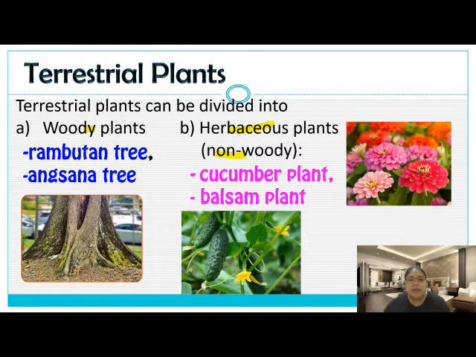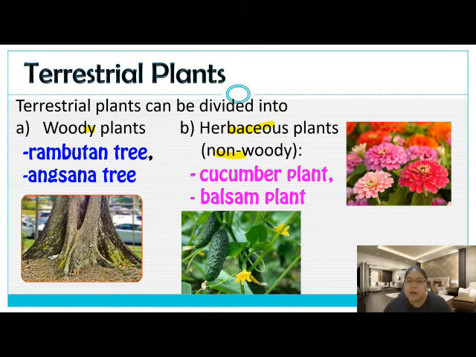Now we're going to see examples of woody plants. We have rambutan trees and angsana trees. These are all big trees. You can see the trunk, that's the biggest part. Now we're going to see herbaceous plants. Herbaceous plants are small plants. An example is a cucumber. You see the cucumber? They just have a small stem only. They don't have any big trunk.